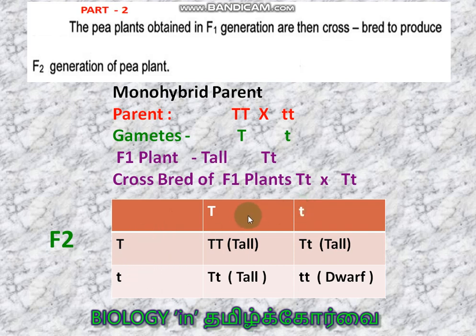So fertilization takes place. Capital T capital T, tall plant, then capital T small t, tall plant. This is heterozygous tall and this is homozygous tall. And here also capital T small t, heterozygous tall plant, and small t small t, dwarf plant. So this is the monohybrid F2 generation cross. So we are getting the F2 generation by crossing the F1 plants.